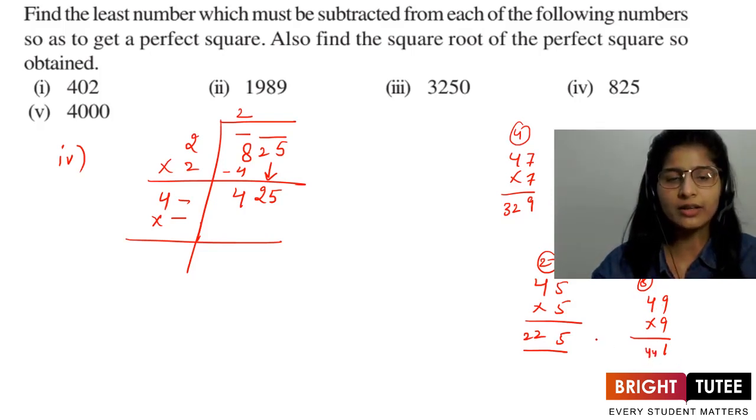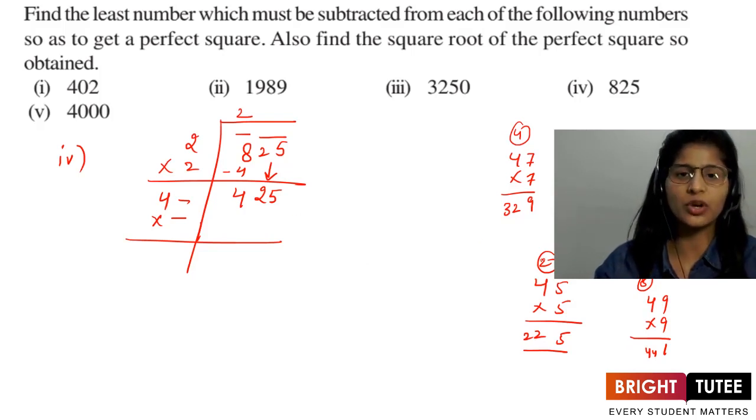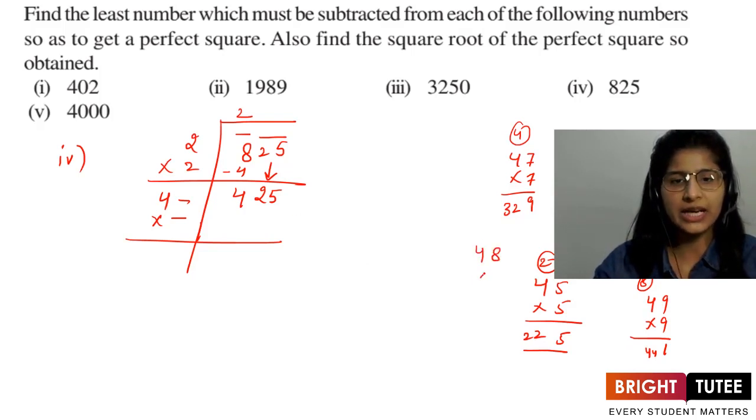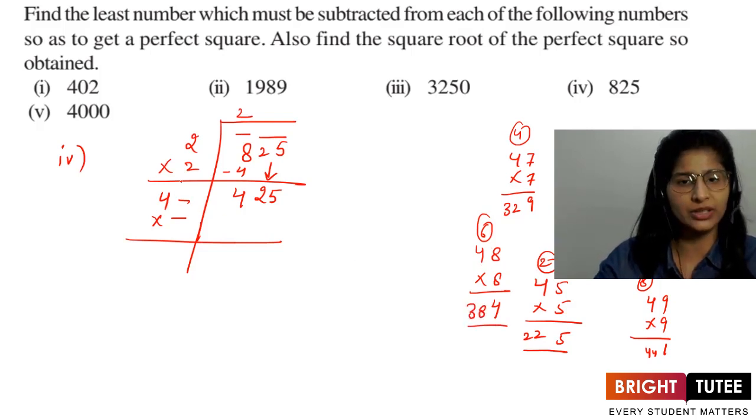441 is more than 425. So we should try with 8. 48 into 8. 8 8s are 64. 6 is the carry here. 8 4s are 32. Right? 8 4s are 32. 32 and 6 is 38. We get 384. Yes, we can write that. So multiplying with 8, we get 384.